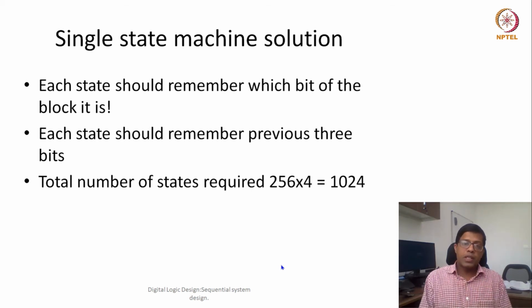But the good thing about this particular problem is that these two pieces of information are disjoint. So can we have two different state machines? One state machine which remembers how many bits have already passed, or which particular bit of my block the current bit is. The second state machine just tries to see how many bits have already matched. So these two could be different state machines.